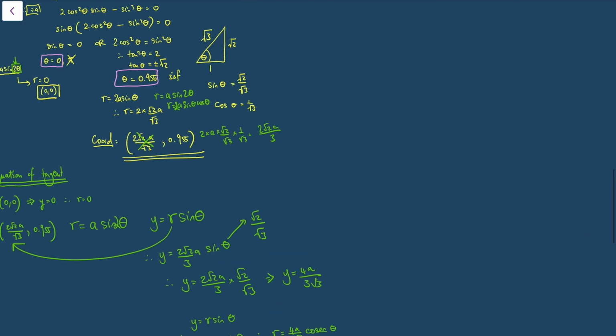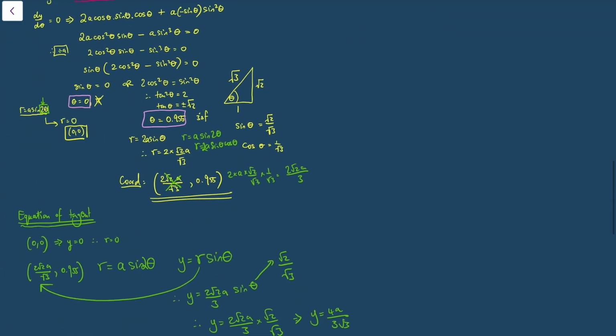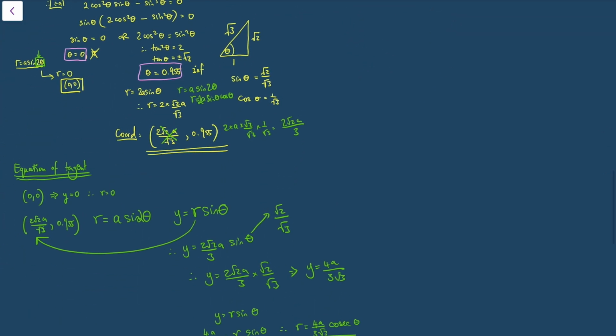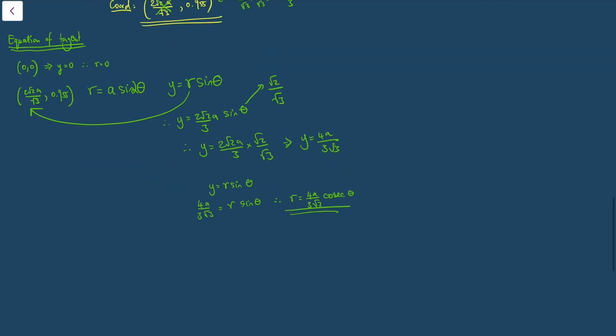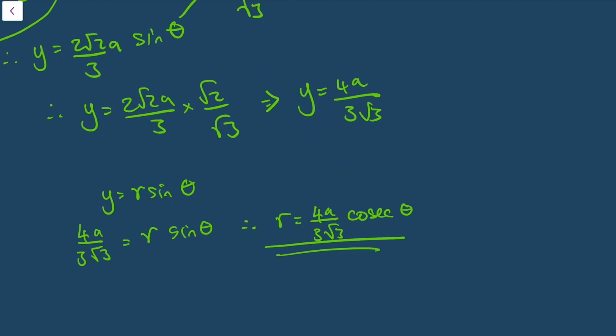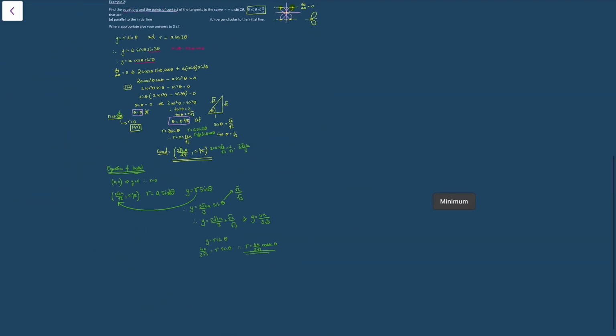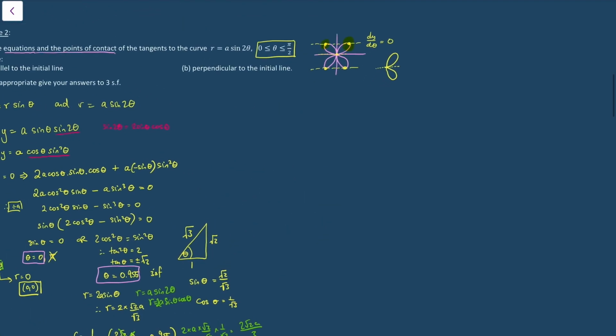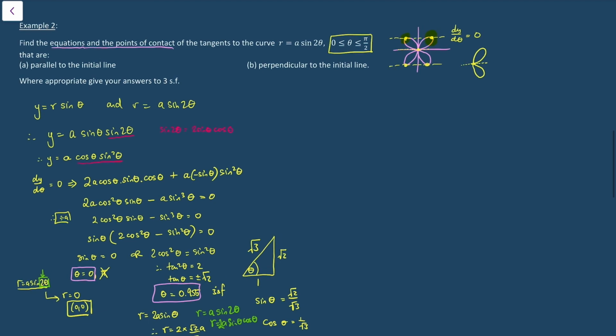Okay, that was a very long question. A question like this will probably be about 8-9 marks. Lots going on there, but we've made our way to the end. So I'd like to challenge you and suggest that you pause this video and see if you can use the same method to find the line that is perpendicular to the initial line. Pause it, have a go, and then press play and look at my solution.